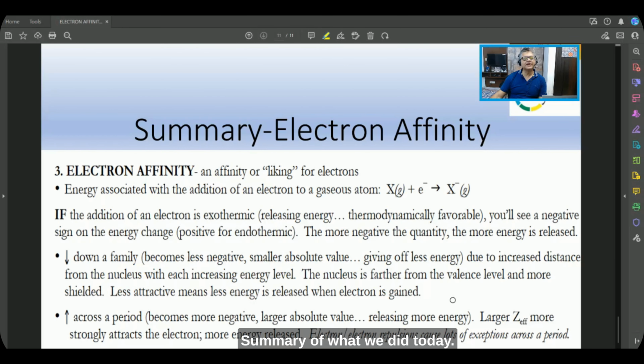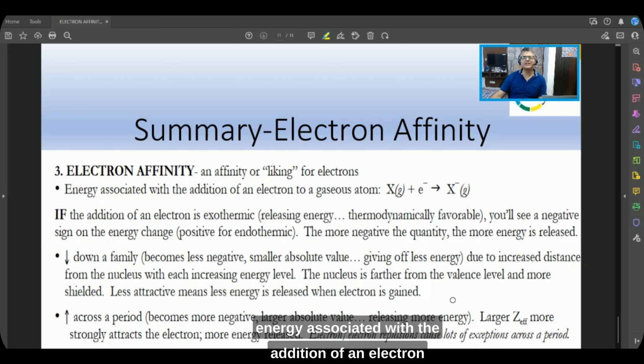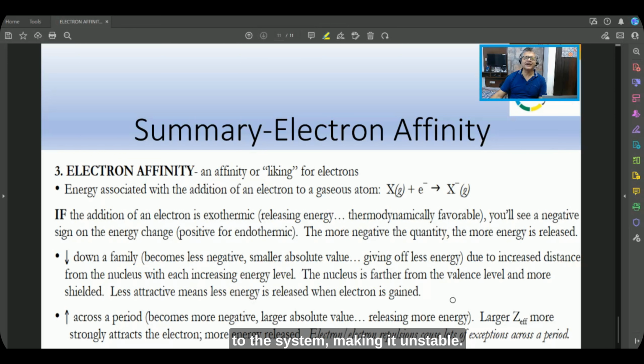Summary of what we did today. So electron affinity is liking for electrons, but this is not the scientific definition. You have to complete this by saying the energy associated with the addition of an electron is the real definition, in kilojoules per mole. Now this energy which is associated with the addition of electron, if it is positive, then you're saying that the electron is not going to get added because addition of electron is accompanied by adding energy to the system, making it unstable.